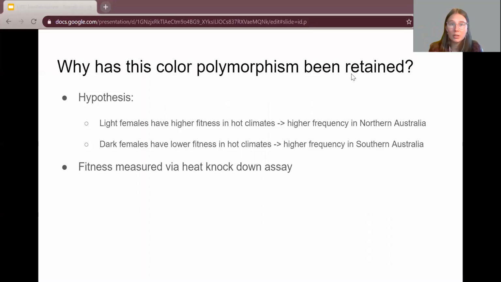So, do these phenotypes or genotypes have an effect on the fitness of flies in these different climates? Well, first off, we predicted that because light females are found at higher frequencies in the northern hotter climate, homozygous light lines will have a higher fitness in hotter environments than homozygous dark individuals. This was thought because lighter females will reflect more light and heat, thus having a higher heat tolerance than dark females. Since males do not show this dimorphism, all males were predicted to behave the same as light females. This fitness was measured via a heat knockdown assay by comparing heat knockdown times between different light and dark lines.